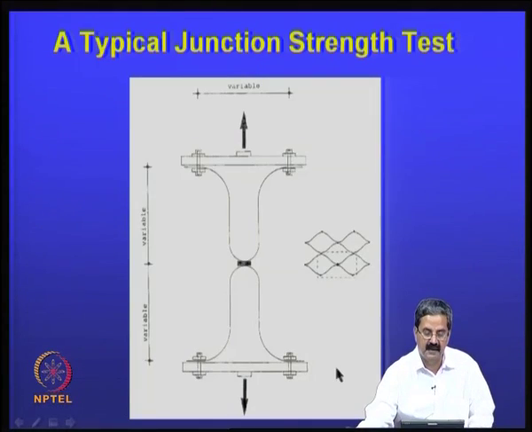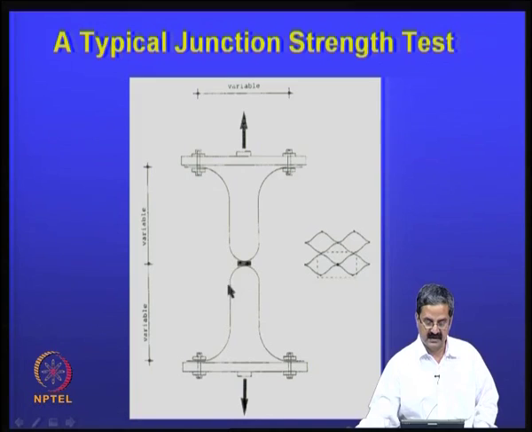So, we try to test them for a typical junction strength. Say, for example, this is what I mentioned, a geocell. This is what is called junction strength. If that is not good, then it is not going to be very effective. So, you have to test this particular junction strength, and you calculate it here using the procedure.